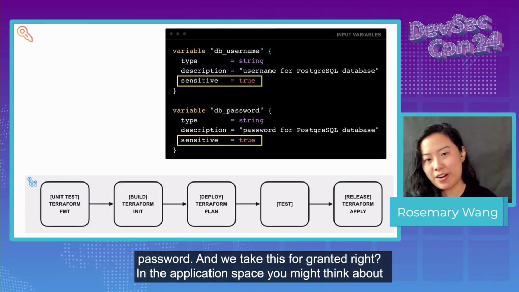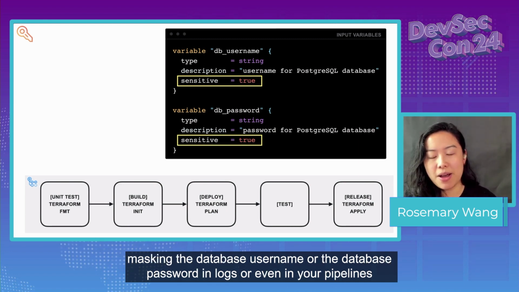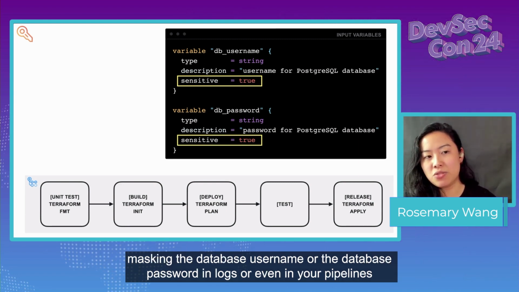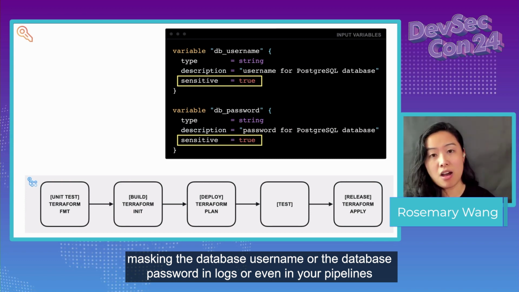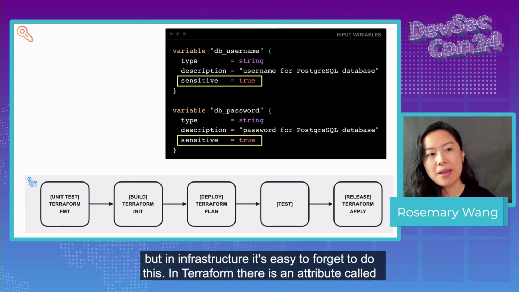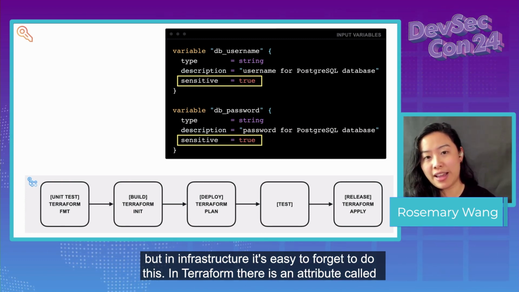And we take this for granted, right? In the application space, you might think about masking the database username or the database password in logs or even in your pipelines. But in infrastructure, it's easy to forget to do this.